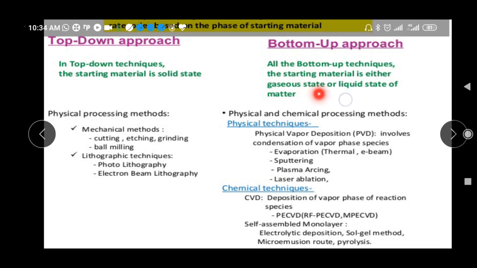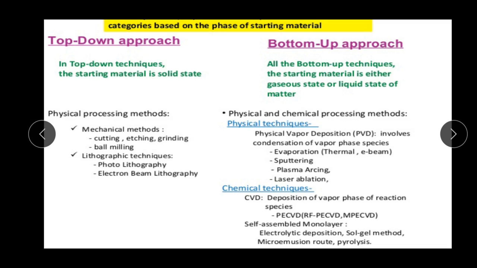In bottom up approaches, dear students, for all the bottom up techniques the starting materials are either in a gaseous or liquid state of matter, and these are also called physical and chemical process methods. In physical techniques, physical vapor deposition (PVD) involves the condensation of vapor phases and evaporation, sputtering, plasma arcing, and laser ablation. In chemical techniques, there are CVD deposition, vapor phase reaction, self-assembled monolayer, electrolytic deposition, sol-gel method, microemulsion route, and pyrolysis methods.